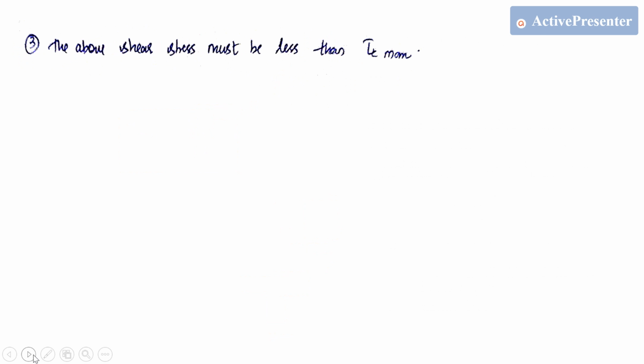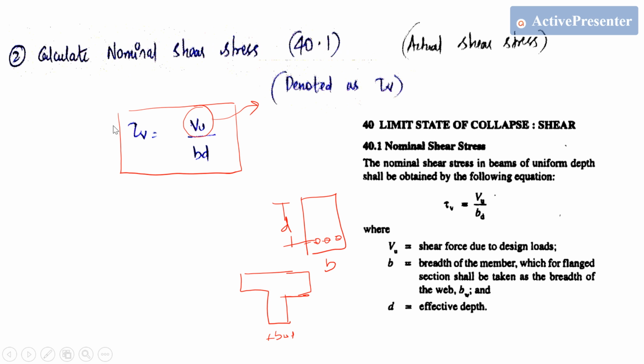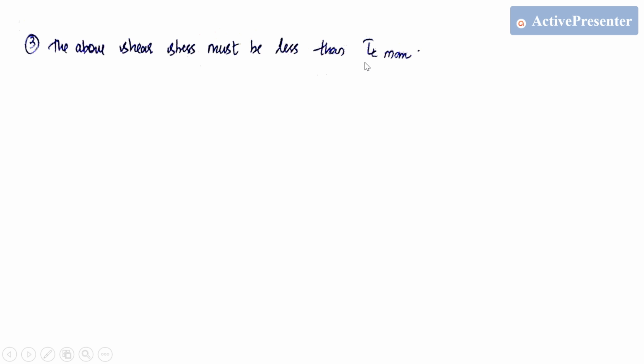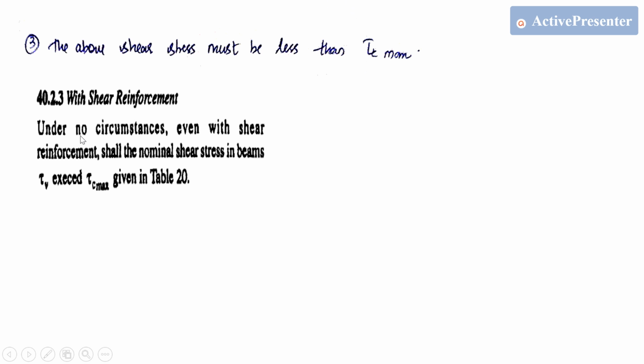So the above shear stress must be less than a value that is your tau c max. That is, whatever shear stress value I got here, this tau v must be less than some value known as tau c max. Under no circumstances, even with shear reinforcement, shall the nominal shear stress in beams, tau v, that is the actual shear stress, exceed tau c max given in table number 20. That is, in no case should tau v be greater than tau c max.